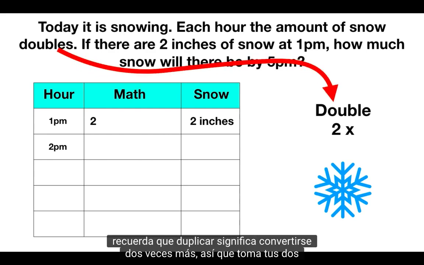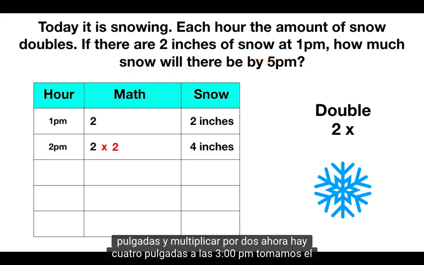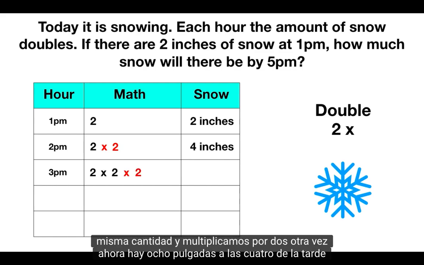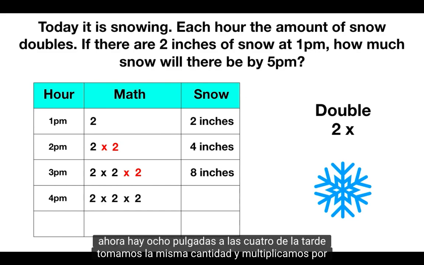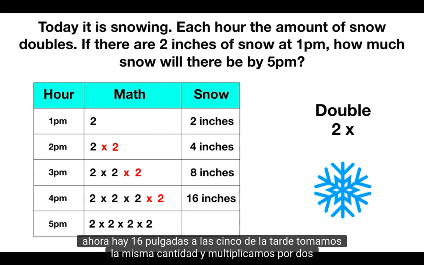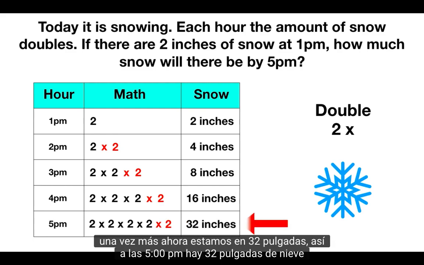At 2 p.m., the amount of snow doubles, and remember that to double means to become 2 times as much, so take your 2 inches and multiply by 2. Now there are 4 inches. At 3 p.m., we take the same amount and we multiply by 2 again. Now there are 8 inches. At 4 p.m., we take the same amount and we multiply by 2 again. Now there are 16 inches. At 5 p.m., we take the same amount and we multiply by 2 one more time. Now we're at 32 inches. So by 5 p.m., there are 32 inches of snow.